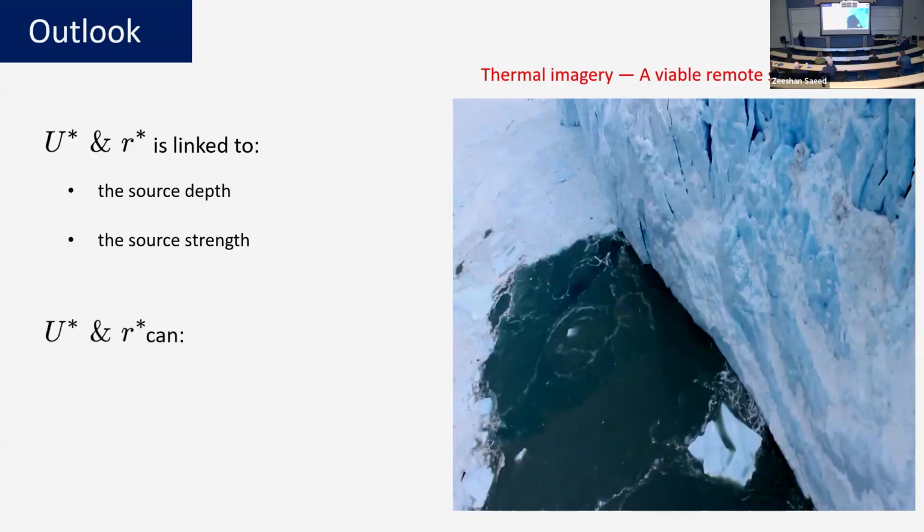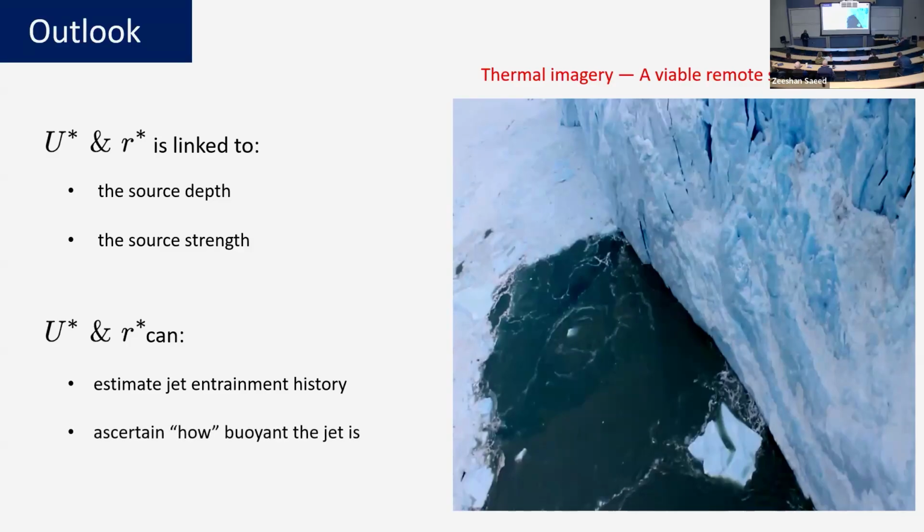You and R star can estimate jet entrainment history, and this is a more advanced projection of the work that I've done. This is what could be done in the future: to do simultaneous PIV and free surface imaging and determine how they relate, or how these parameters can be used to estimate the jet entrainment history. It also ascertains how strong the jet is, like what's the content, what's the temperature, and all those kinds of details could be implemented.